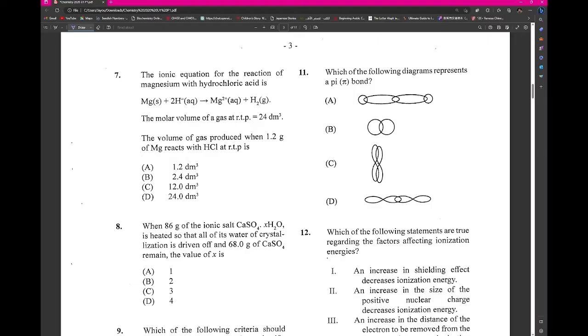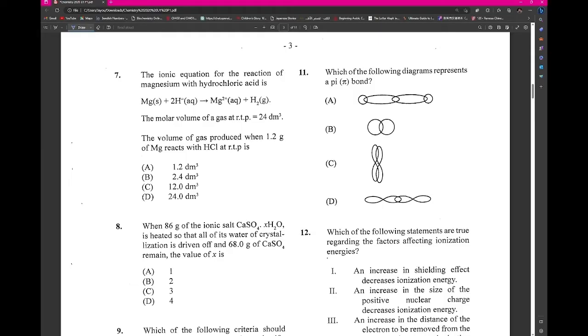The ionic equation for the reaction of magnesium with hydrochloric acid is stated here. The molar volume of gas at RTP is 24 dm³. The volume of gas produced when 1.2 grams of magnesium reacts with hydrochloric acid at RTP is asked here. What I would have done is sort out a mole statement. Some persons just use the equation, but what I would do is sort out a mole statement here.